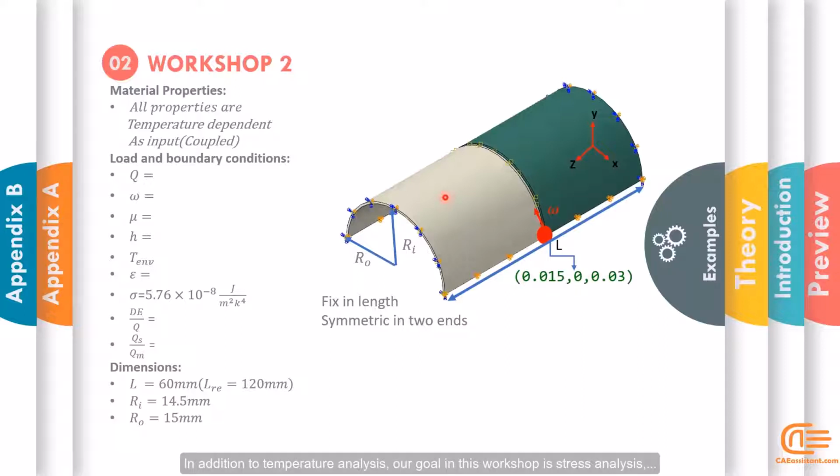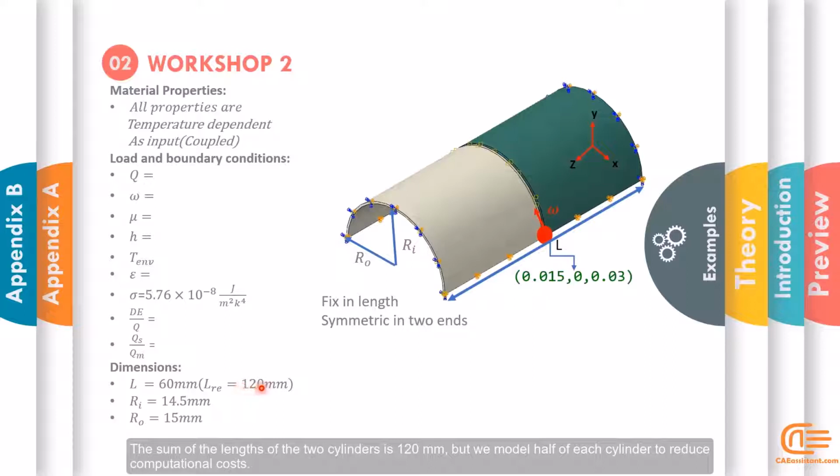In addition to temperature analysis, our goal in this workshop is stress analysis. Hence, the temperature-dependent material properties will be defined in the property module. The step is coupled, and we use the implicit solver. The sum of the length of the two cylinders is 120 millimeters, but we model half of each cylinder to reduce computational costs.